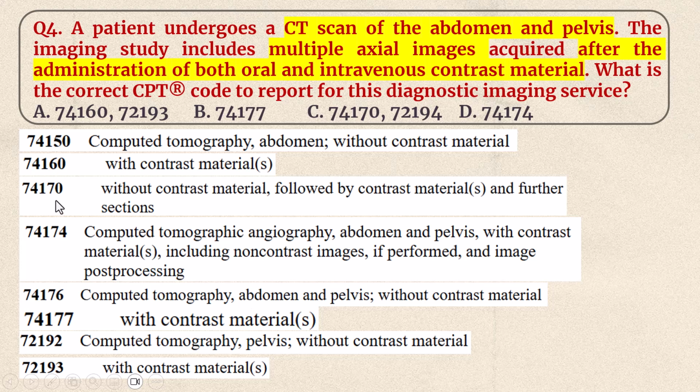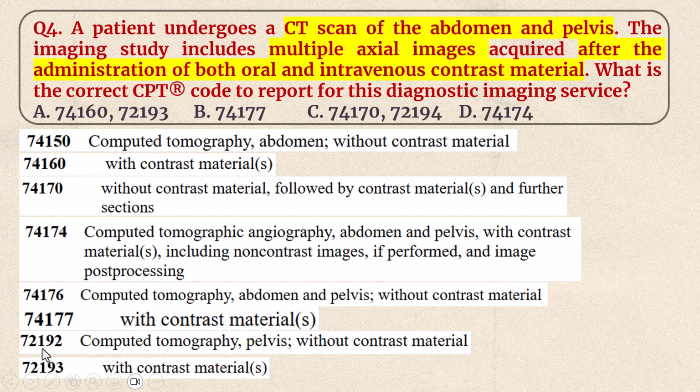But you see 74170 is without contrast material followed by contrast material and further sections. So 74170 is also not suitable because here we are only using the contrast material. 74174 is computed tomographic angiography, abdomen and pelvis, with contrast material, but here there's no angiography involved, only the CT of the abdomen and pelvis. So 74174 is also not suitable. 74176 is computed tomography, abdomen and pelvis, without contrast material. 74177 is with contrast material. So in our case, a CT scan of the abdomen and pelvis with contrast material, the correct answer will be 74177. That is answer B.